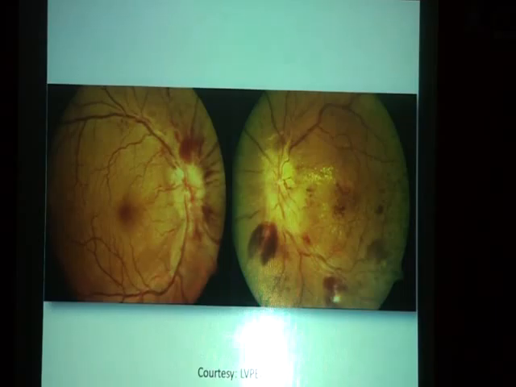This is another example of bilateral disc edema. This is true disc edema, and Dr. Satyakarna will tell you whether this is bilateral papilledema or bilateral disc edema which is not papilledema.